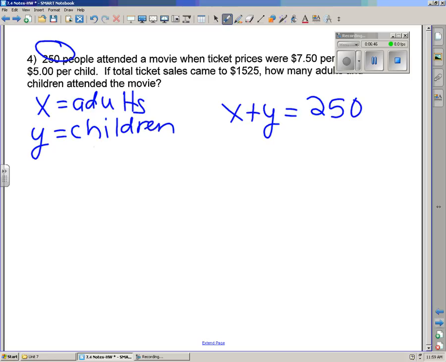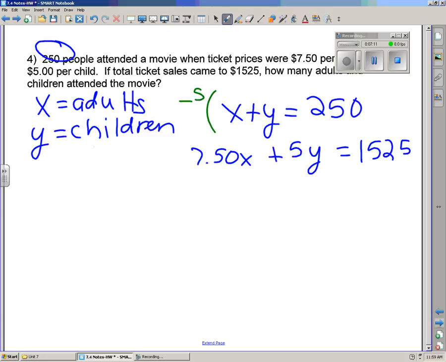But then the value of the ticket sales comes out to be that if an adult gets charged $7.50 per adult, a child is charged $5 per child. I'm leaving off the 0, it's going to be a total value of $1,525. So in this case, I think I'm going to go by elimination. I think the best thing to eliminate would be the y's.